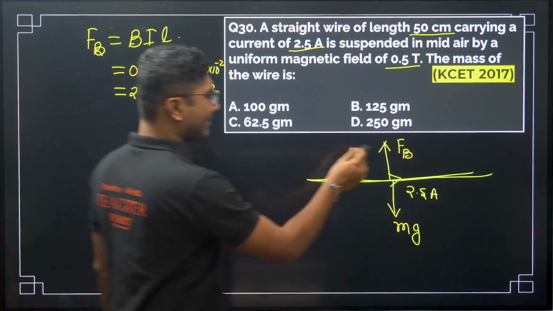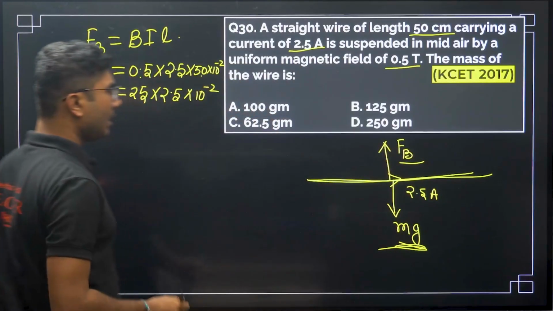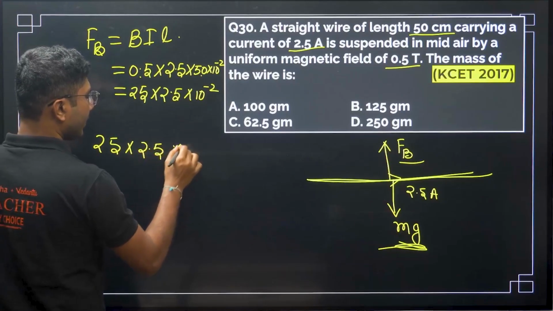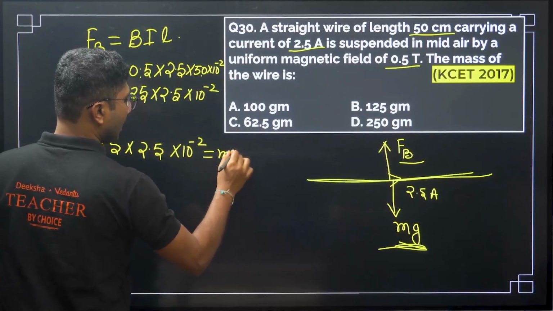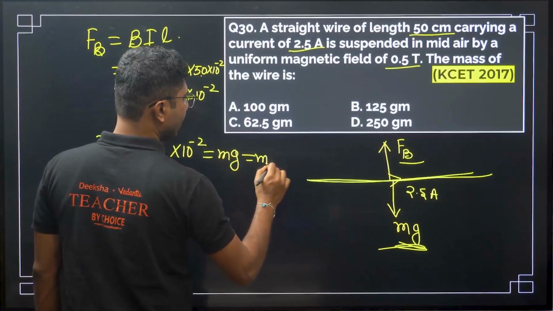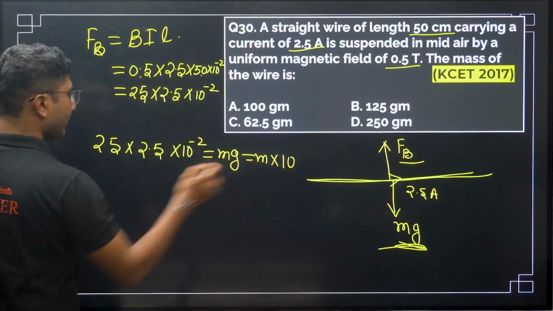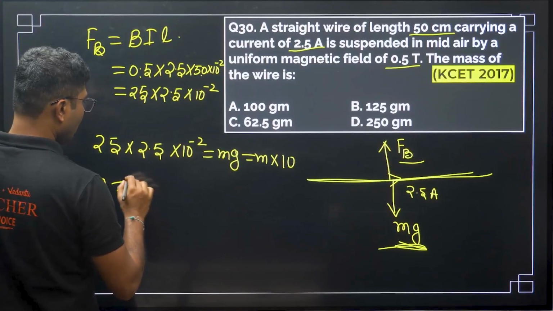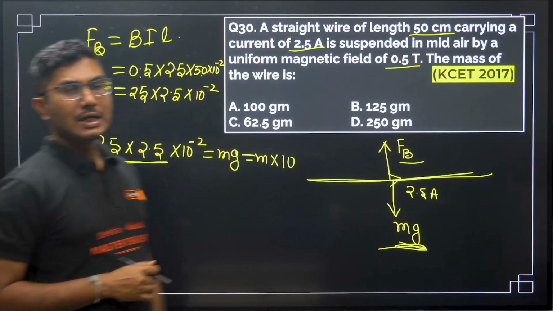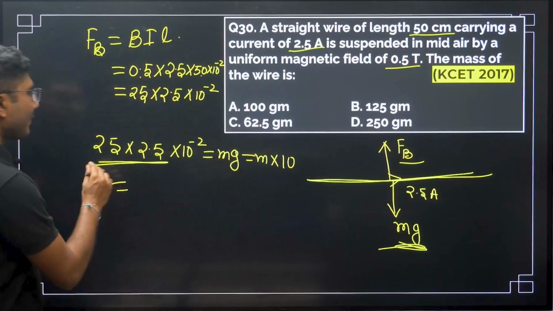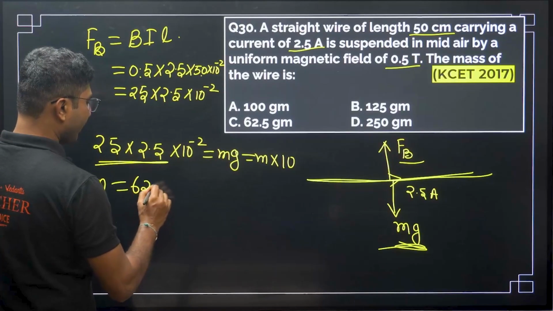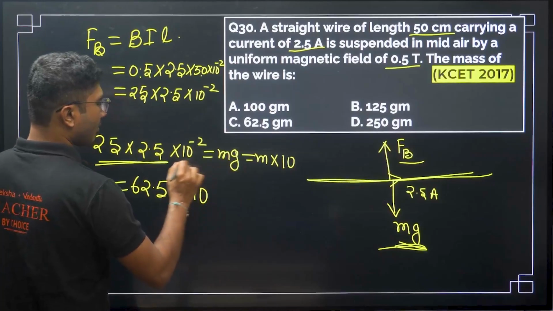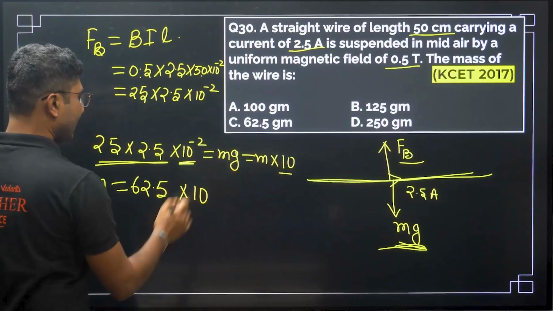Now what is this magnetic force balancing? It is balancing the weight of the wire. So 25 into 2.5 into 10 to the power of minus 2 is nothing but mg. Now what is the mass? We don't know. g we are assuming 10. From here mass is given by 25 into 2.5, which will be 62.5, into 10 to the power of minus 2 divided by 10.